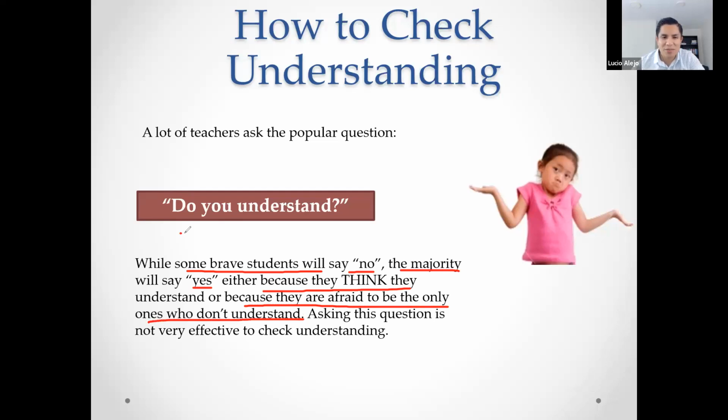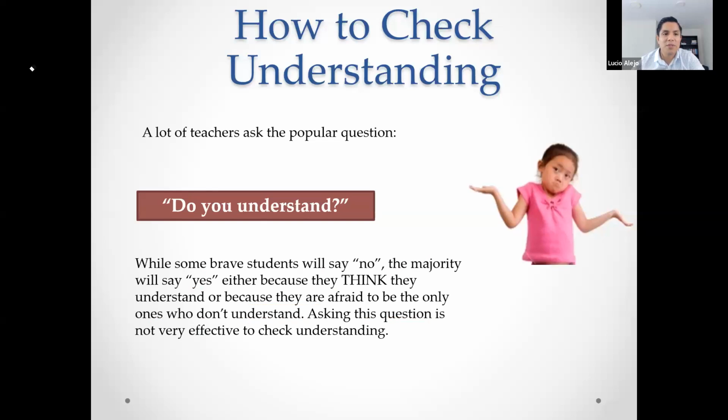So like I said before, don't ask this question. If you ask this question to your kids or your students in general, most of the students will say, yes, I understand that. But maybe because they don't want to hurt your feelings, or maybe they are afraid of you. So asking this question is not very effective to check understanding. So what can you do? Well, I'm going to show you what you can do.